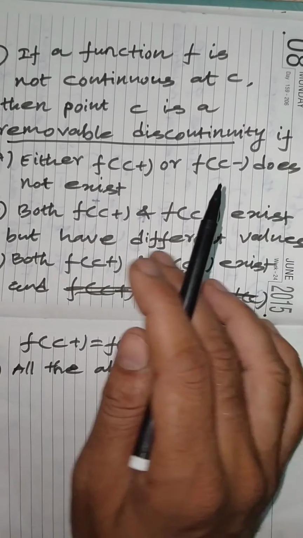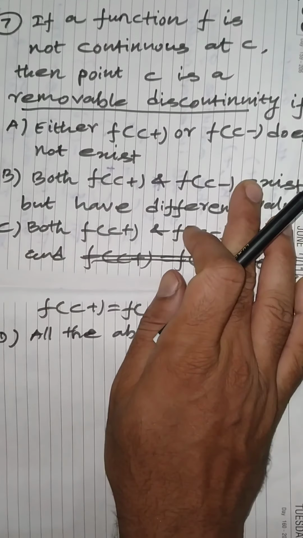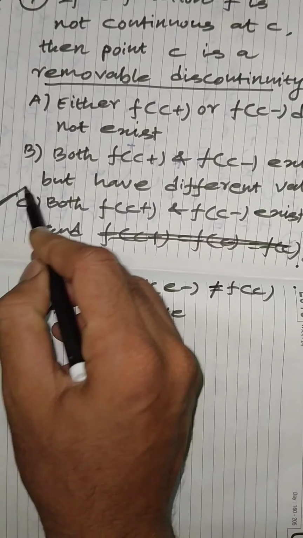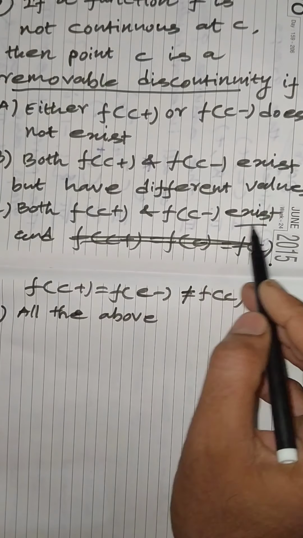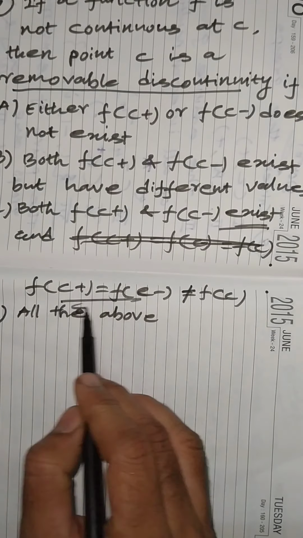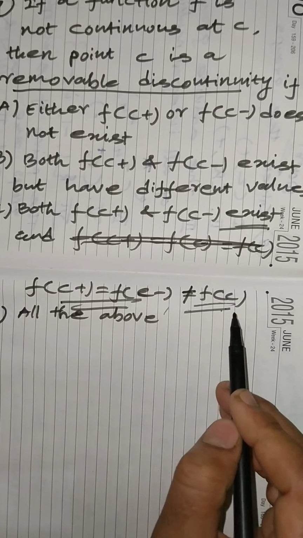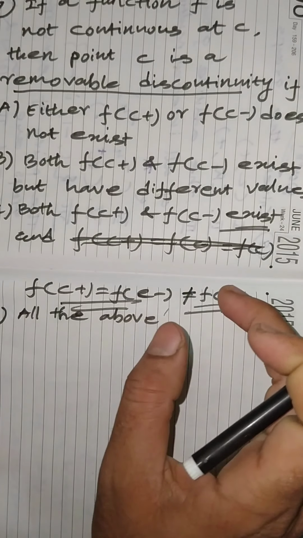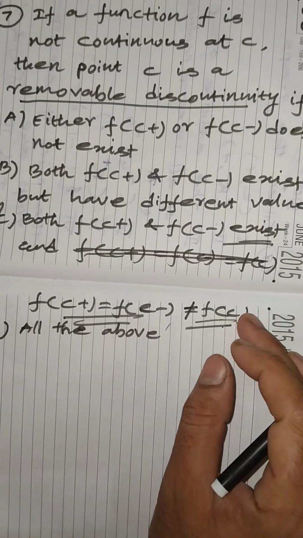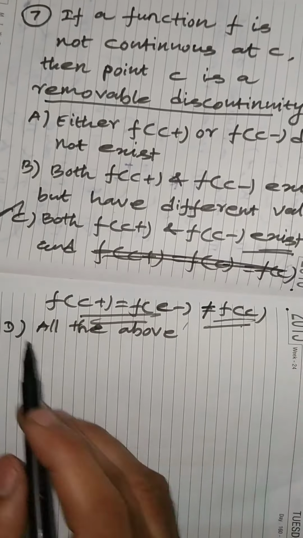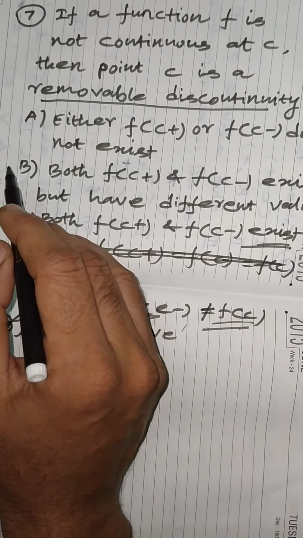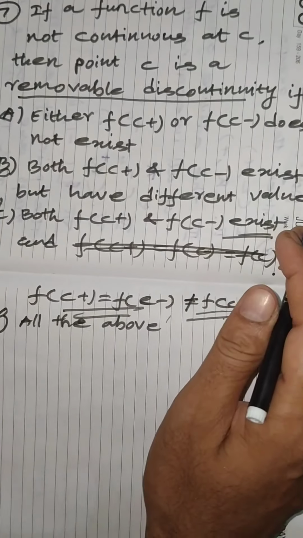When can we say removable discontinuity? We know very well, option c, because f of c plus and f of c minus exist, are equal, and not equal to f of c. So in this case you have to say the point c is the removable discontinuity. These options will not come. This is wrong.